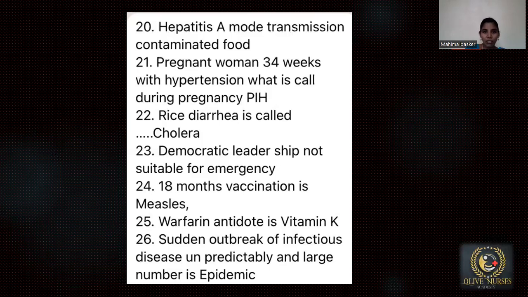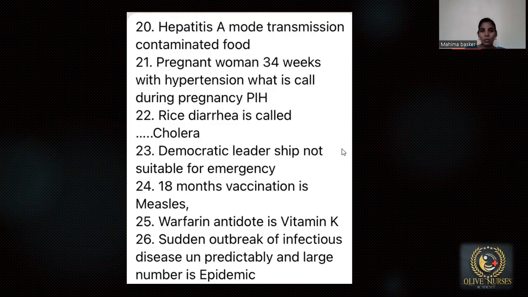So disaster situation, you have to remember disaster, crisis, emergency situation. What is the leadership? It is autocratic. Only one person takes the leadership and leads everybody. But the democratic, it will not be suitable for the emergency situation. It is for the hospital setup without the emergency situation, okay.